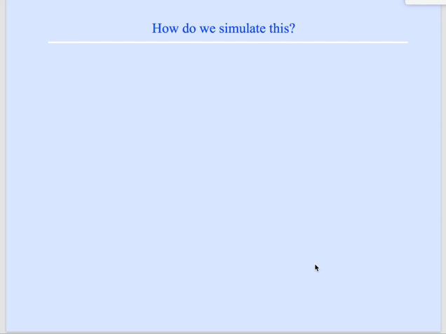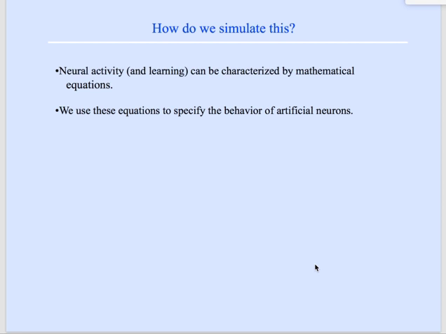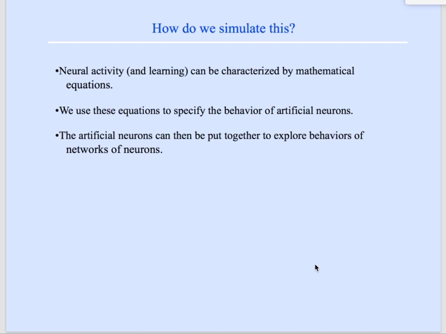So here's a simple idea of how you might think about the brain as a hierarchy of systems, or a hierarchy of feature detectors. And how would we simulate this? Well, one way is to take neural activity, and later we're going to talk about learning, and characterize it in terms of mathematical equations. We can then use these equations to specify the behavior of artificial neurons. And once we have that set of equations for each individual neuron, we can take those and put them together into networks of neurons.